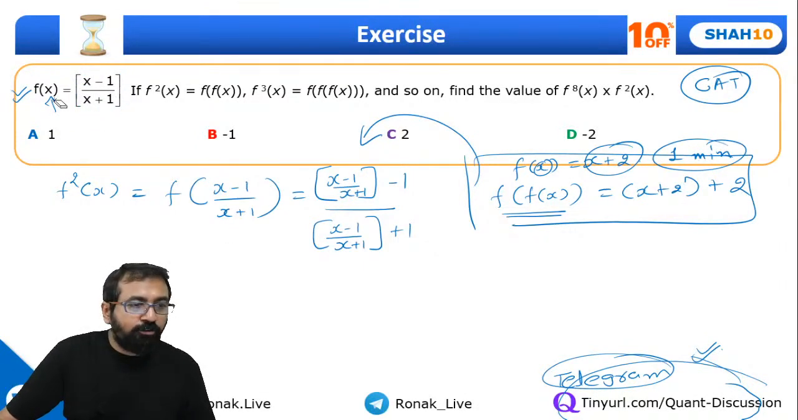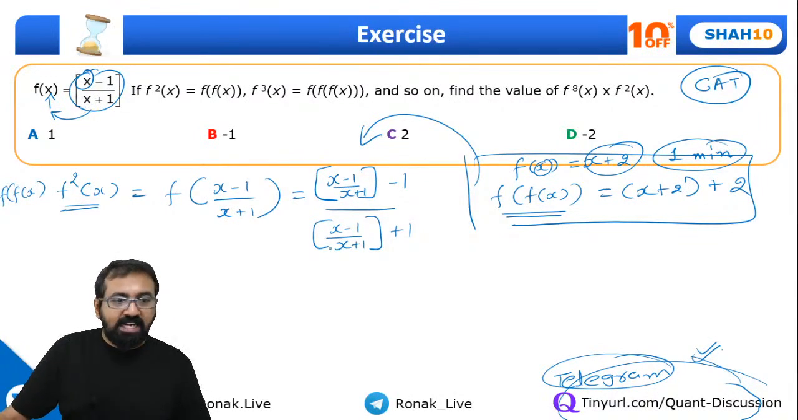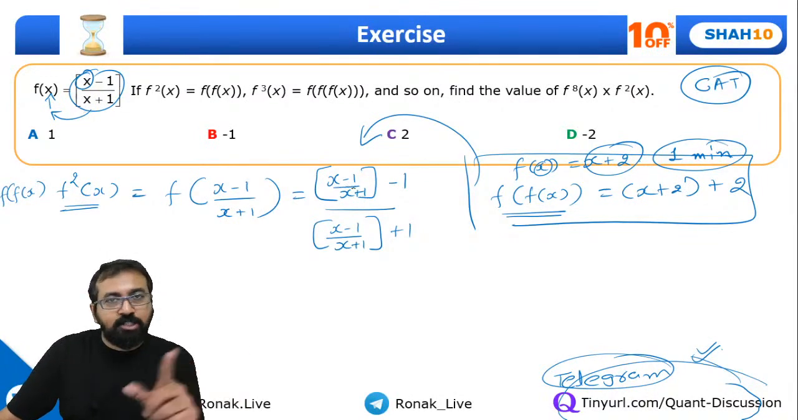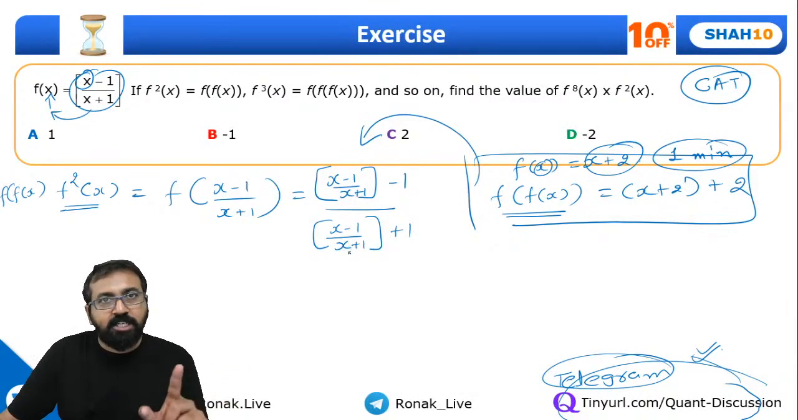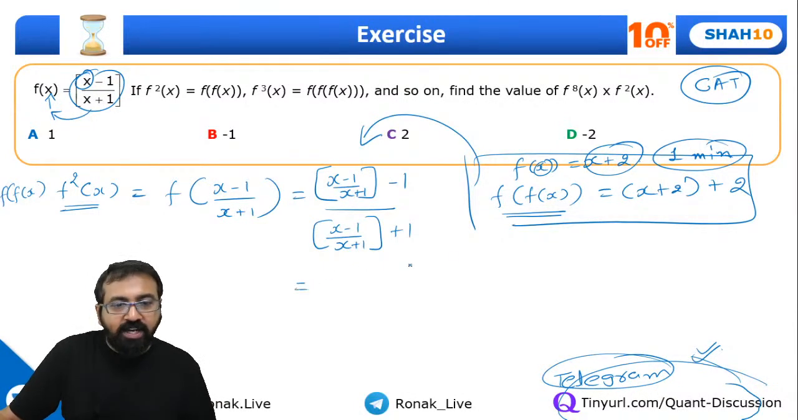In f of x, if I want to find f square x, which is nothing but f of fx, I need to replace this x with this one. So instead of x, you will have to put this complete expression. That is what I have done. Instead of x, I have written (x minus 1) upon (x plus 1), and in the denominator also, instead of x, I have written (x minus 1) upon (x plus 1). I'm sure all of you are clear up till now. So let's find out this value.